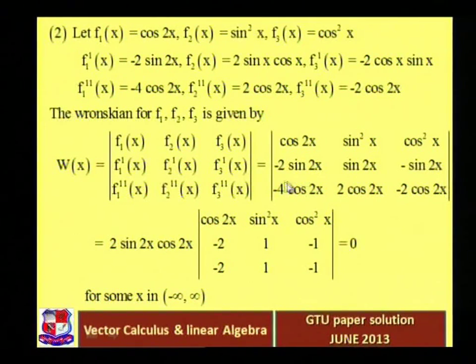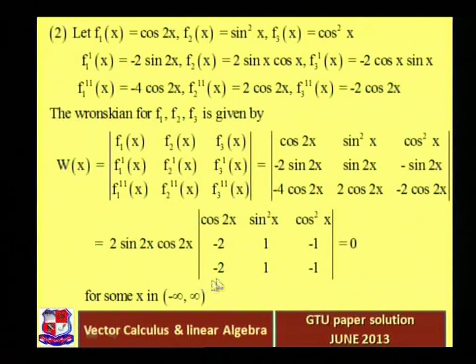Now you can see, to solve this determinant we are using some properties of the determinant. Sin 2x is common from the second row, because in all the places of the second row we have sin 2x, so that's why sin 2x will be common. From the third row you can see 2 cos 2x will be common. So in the determinant, cos 2x, sin square x, cos square x, the second row is minus 2, 1, minus 1, and the third row is minus 2, 1, minus 1. Now the second and third rows are the same, so that's why this is equal to 0.